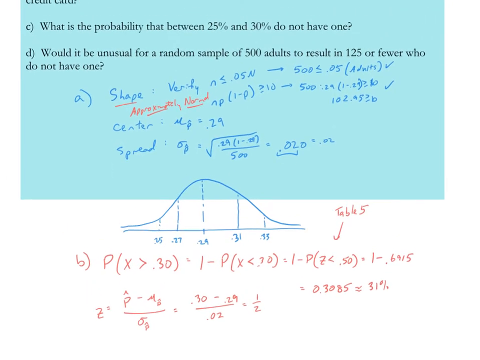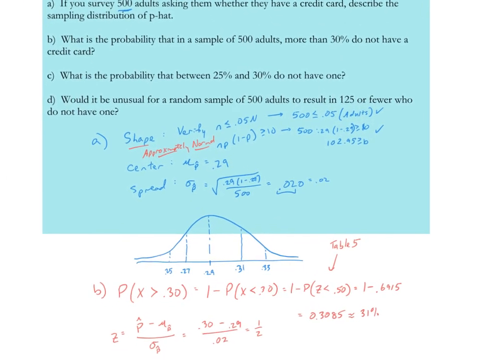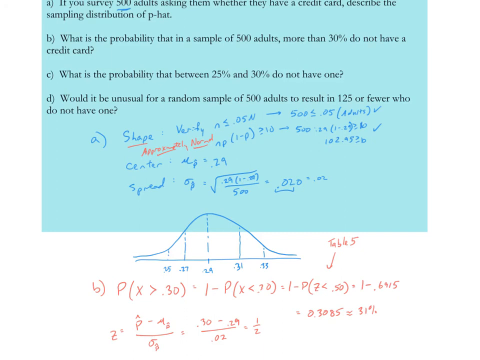So let me scroll back up for a minute to the wording of this part B here. What's the probability that in a sample of 500 adults, more than 30% don't have a credit card? I know I read that quick, but you can pause and read it, right? There is a 31% chance that if you have a group of 500 adults, more than 30% don't have a credit card. I think for this problem, to keep this a little bit shorter because the last section was a little bit longer, I'm going to skip part C. I'll just mention something about it, and then we'll do part D.